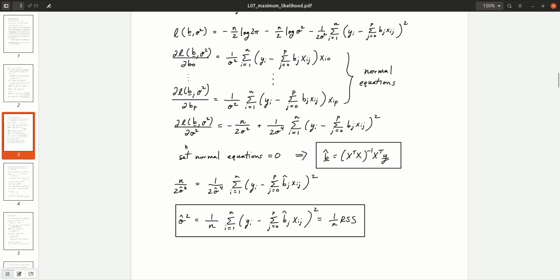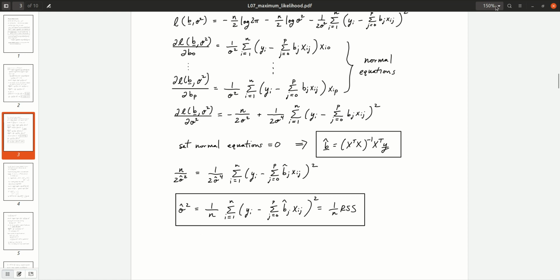And if we plug in that value for b, and then set the partial derivative with respect to sigma squared equal to 0, we move this to the other side, cancel some sigma squareds, and sigma hat squared equals 1 over n times this sum. So this is the residual sum of squares, and our estimate is 1 over n times the residual sum of squares.